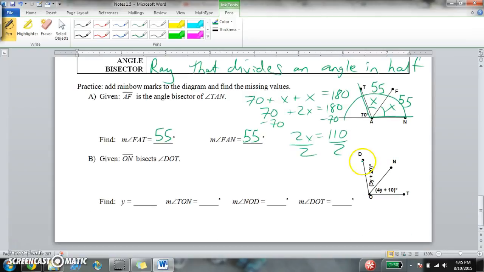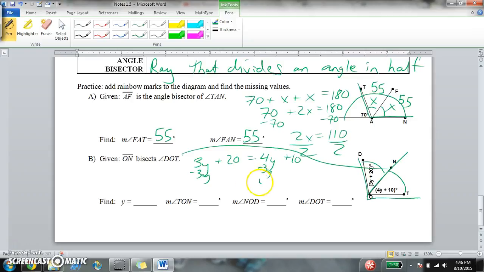Last one. ON bisects angle DOT. Therefore, I know these two angles are the big angle cut in half. Therefore, again, they must be congruent to each other. So just take those two expressions and set them equal. Get all your y's on one side. y plus 10, 20, subtract the 10, I would get that y equals 10.